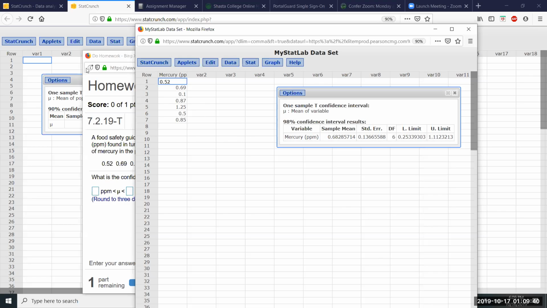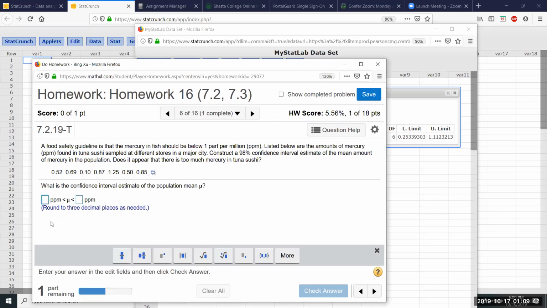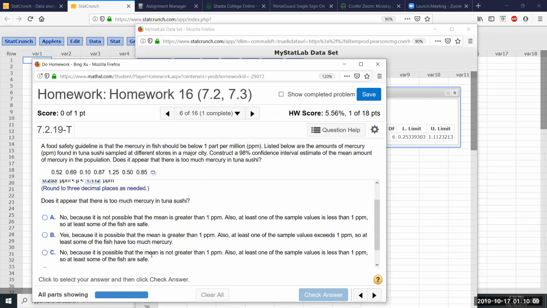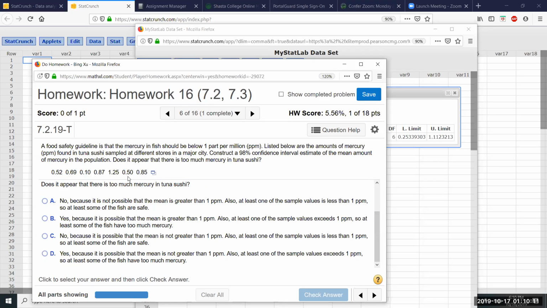So probably round to 3 decimal places. So that's 0.253. The other one is 1.112. Okay, there you go. And you compare this with 1.